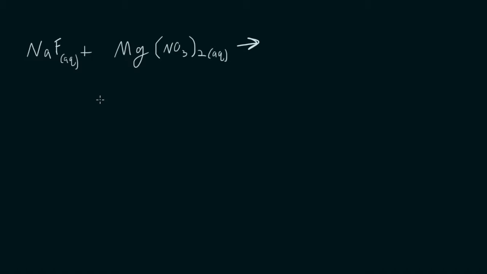All right, I've got two solutions set up here, a solution of sodium fluoride and a solution of magnesium nitrate. Now, both of these are dissolved in solution. Neither of these are solid. And I want to know if I mix these together, that's what this plus means, will I form a precipitate?